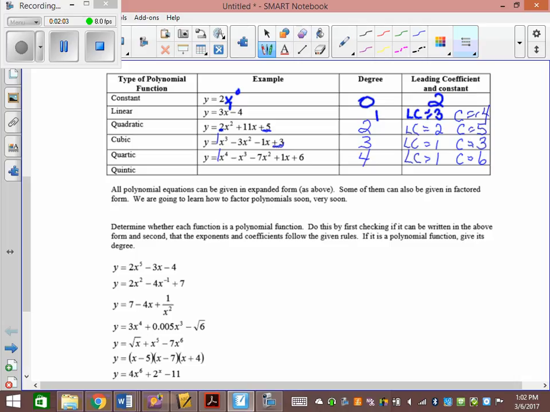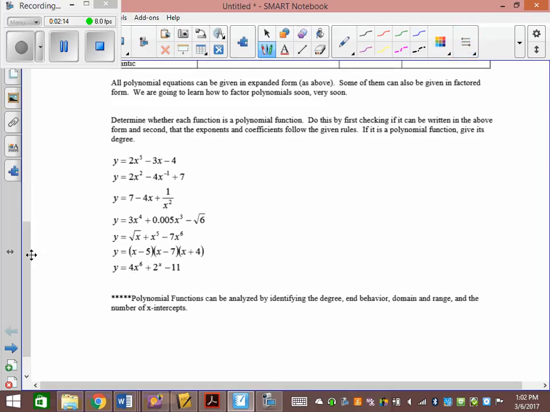All polynomial equations can be given in the expanded form as above. Some of them can be given in factored form. We're going to learn how to factor polynomials very soon. Determine whether each function is a polynomial function. Do this by checking if it can be written in the above form, and second, if the exponents and coefficients follow the given rules. So, is this one, and then if it is a polynomial function, give its degree.